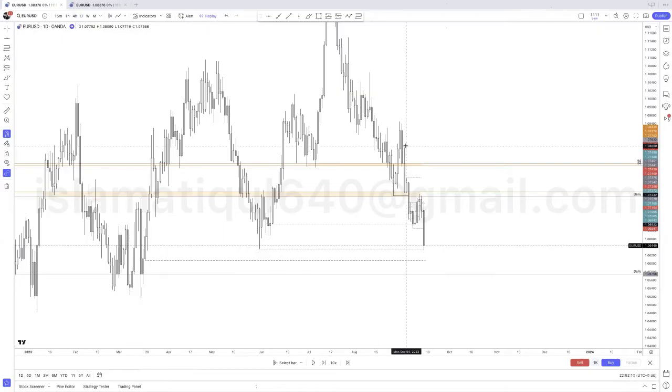But currently we can see that market structure is clearly bearish, which is very clean. See, lower high, lower low, lower high, lower low. What can we expect? We could expect another lower high and a lower low, right? Storyline is bearish, market structure is bearish. So yes, we can start looking for sales.